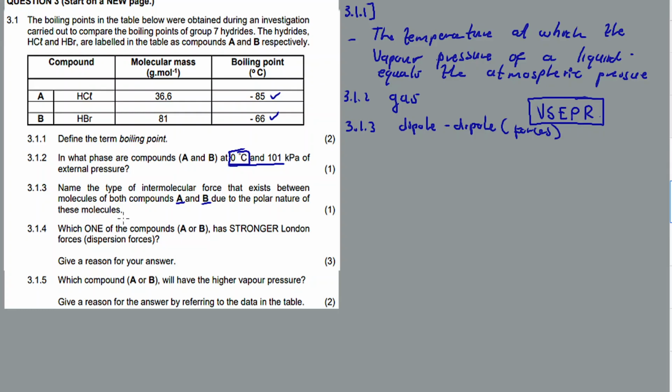Yes, from the same group bonded to the same atom, which is hydrogen. So we expect to get the same intermolecular forces. Question 3.1.4. Which one of the compounds A or B has stronger London forces?